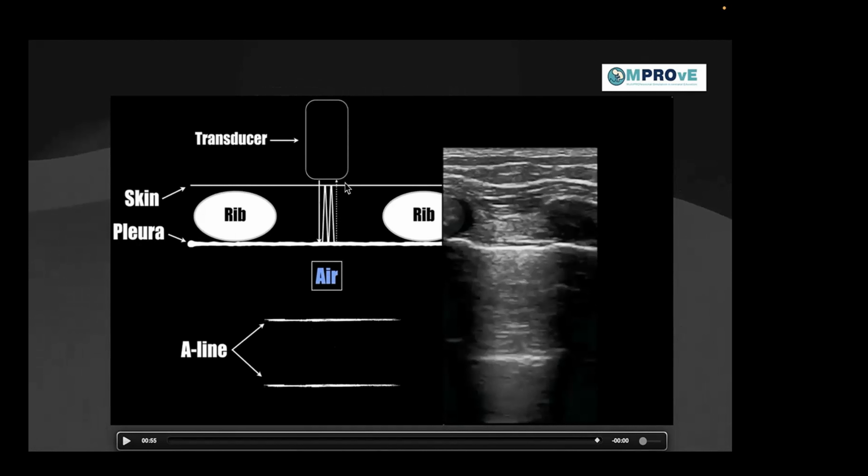So you can see the distance between your probe and the pleural line will be equidistant for all the A lines. This distance will always be the same, and hence the A lines are generated. A lines are generated when there is air. So A for air.